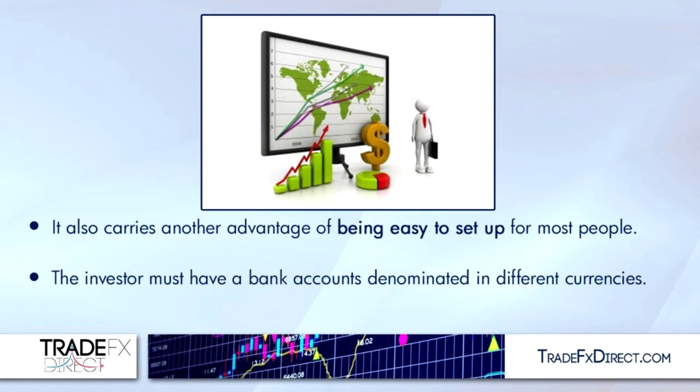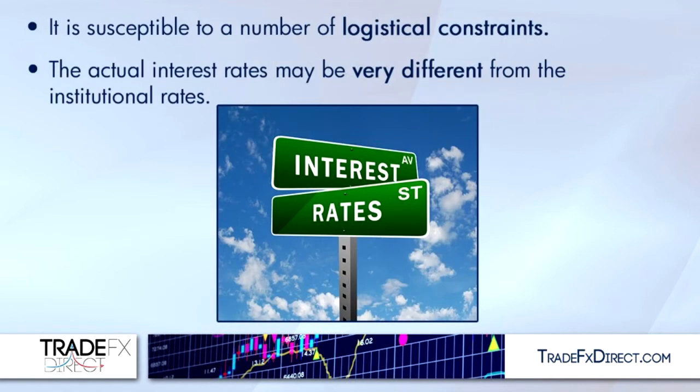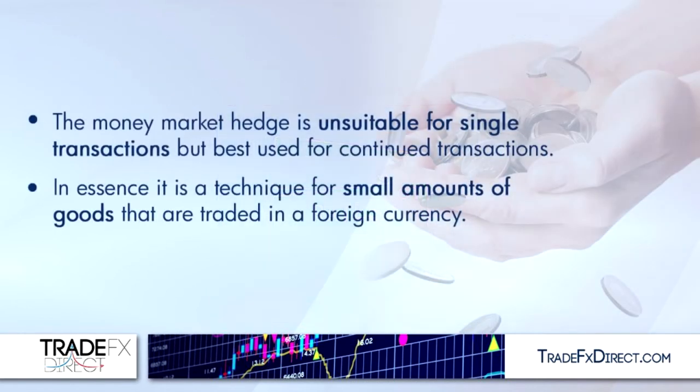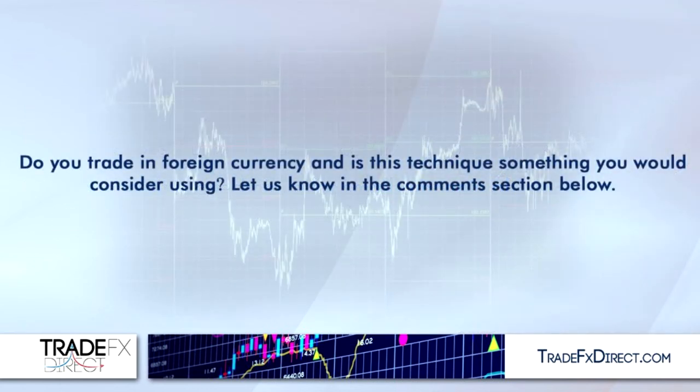There are disadvantages, though, chief among them being the effectiveness of the hedging technique. It is susceptible to a number of logistical constraints. The actual interest rates may be very different from the institutional rates, which makes the money market hedge unsuitable for single transactions. It is best used for continued transactions. In essence, it's a technique that you can use if you deal with small amounts for goods that are traded in a foreign currency.